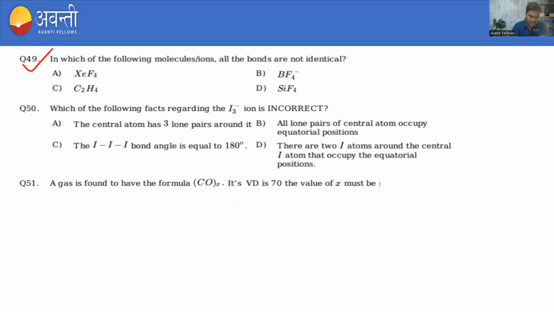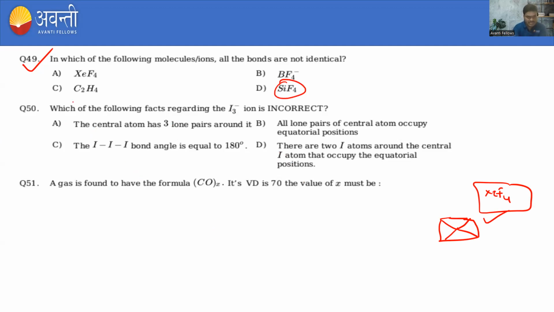So they are asking in which of the following all the bonds are not identical. So basically, if you want to consider this, all bonds are not identical, right? So in case of XeF4, if I'm talking about BF4, right? XeF4 has a square planar shape. So all of them have equal bond lengths, right? XeF4, so they have the same. BF4, again ClF4 is again tetrahedral. So these all are supposed to be the same.